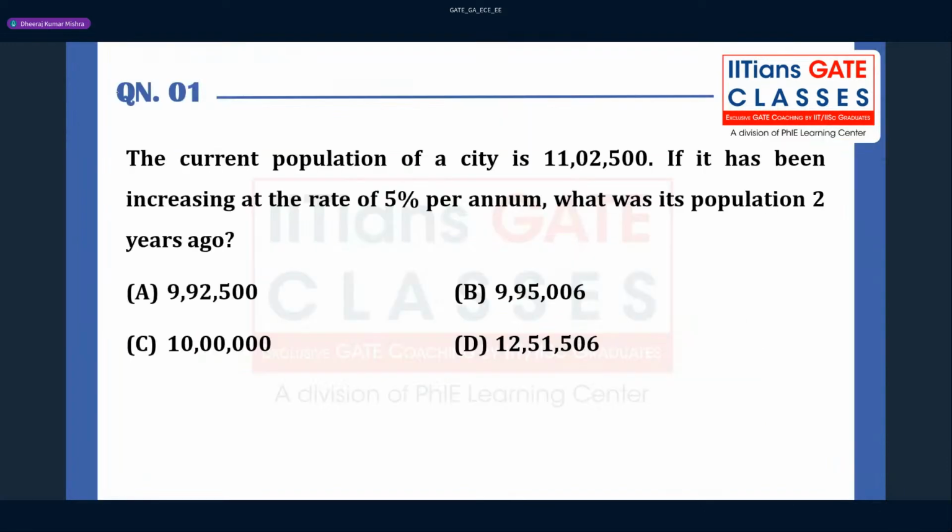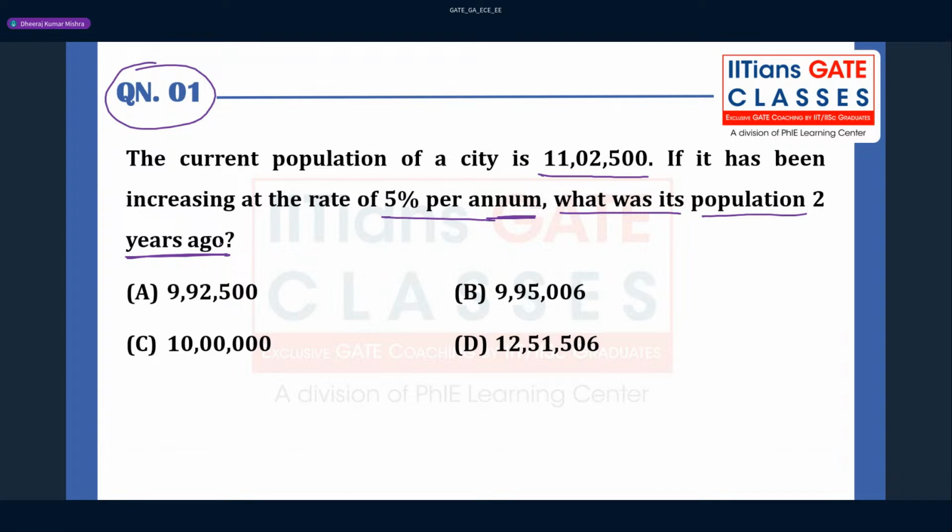The very first question is in front of you. It is a population based question, where you have to use the concept of percentage. You guys can take this question and try to solve it. I will give you a couple of minutes, but this kind of question does not need a couple of minutes. So let us read the question. The current population of a city is given as 1,12,500. It has been increasing at the rate of 5% per annum. What was its population 2 years ago? So they are asking what the population was 2 years ago.